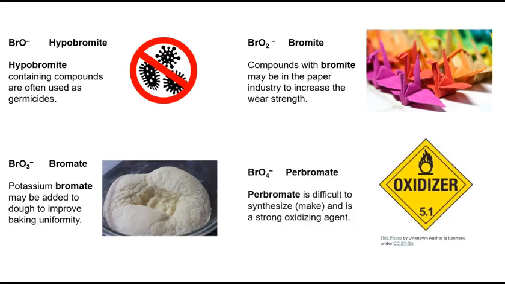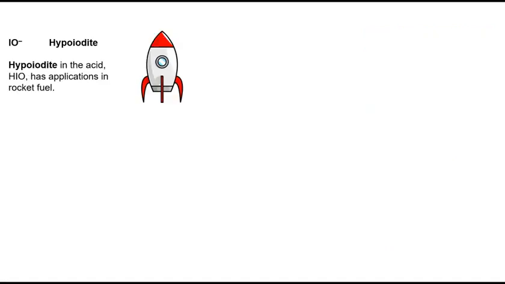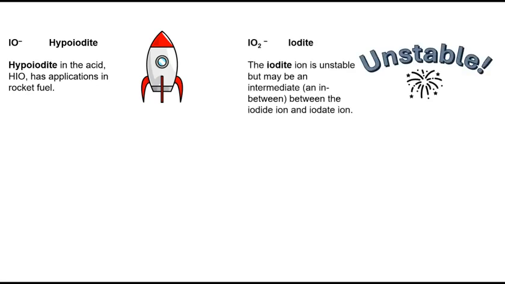uniformity. BrO4- perbromate. Perbromate itself is difficult to synthesize or make and is a strong oxidizing agent. IO- hypoiodite. Hypoiodite in the acid, HIO, has applications in rocket fuel. IO2- iodite. The iodite ion is unstable, but may be an intermediate, or an in-between, the iodide ion and the iodate ion.